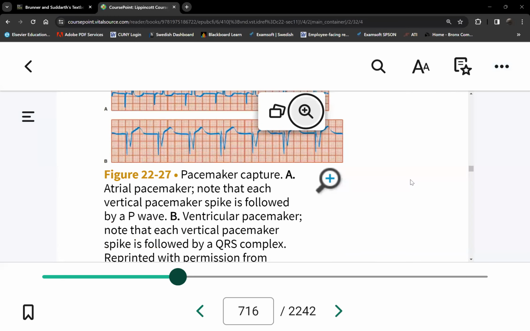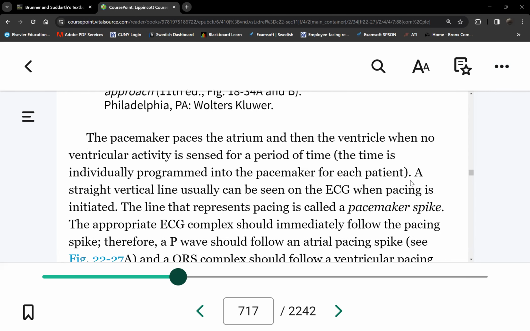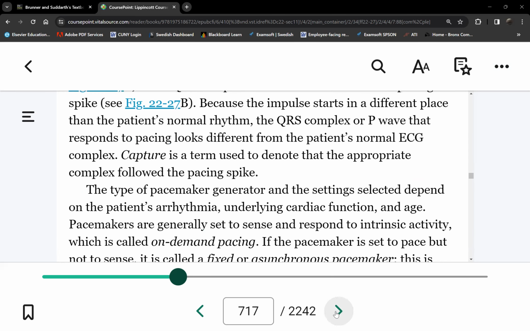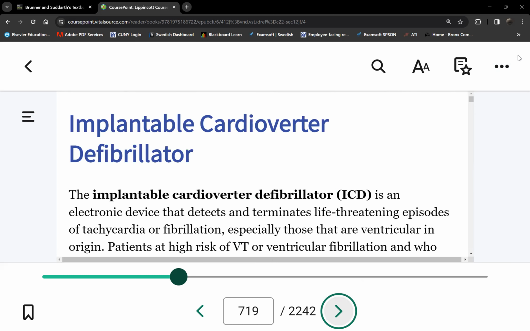So on the rhythm, that's what you'll see. No more P waves, depending on whether it's an atrial or ventricular pace. If it's ventricular, then you see QRS. Oh, you know someone has a pacemaker. Yes, sir. If they're already set to a certain number, they're not going to change.